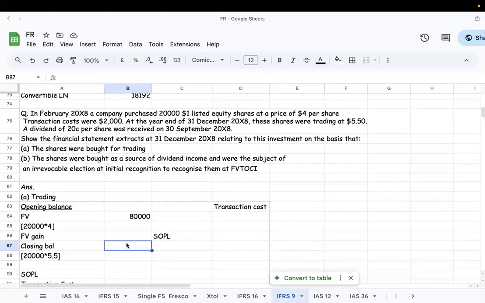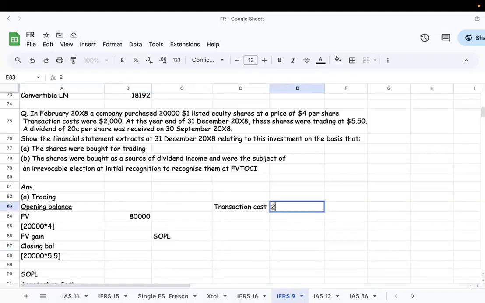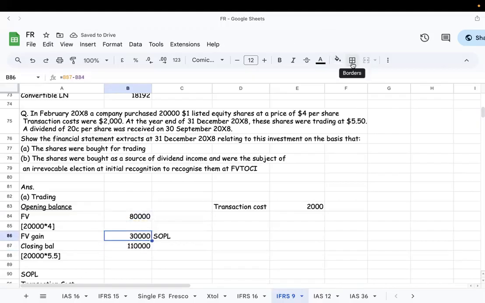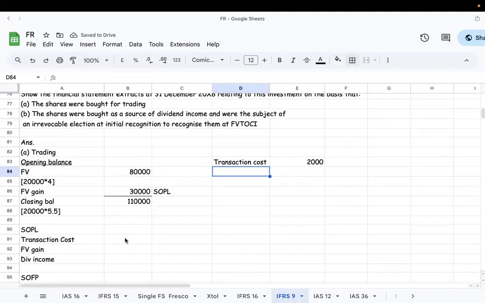Now, the transaction cost is 2,000, which is to be taken under SOPL as an expense because it's trading. Now you have to find the closing balance. At the end of the year, it has become 5.5, so this is equal to 20,000 into 5.5. And the difference is going to be the fair value gain or loss. It could be a loss as well, but here it is a gain. Since it is a trading instrument, it is going to be taken under SOPL.